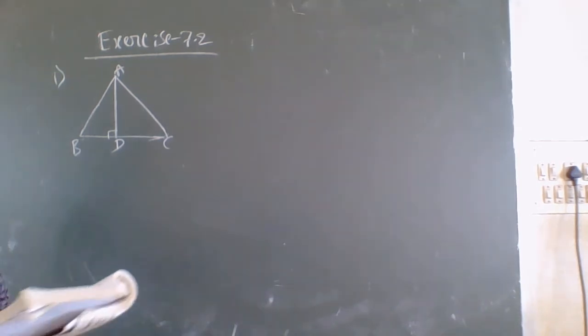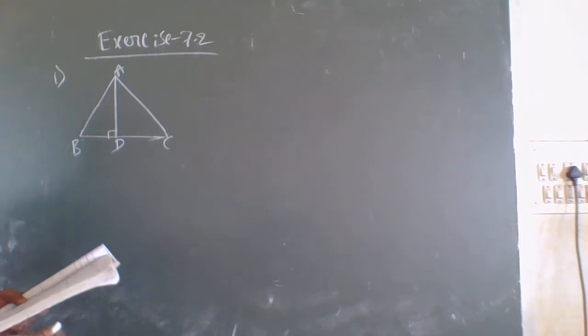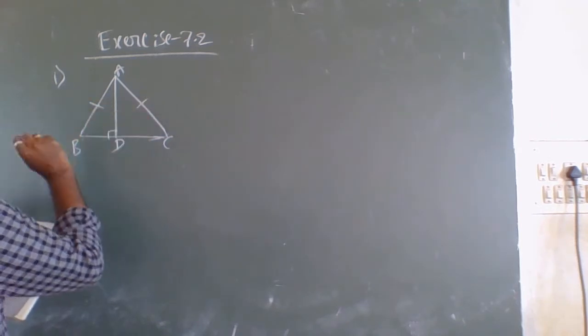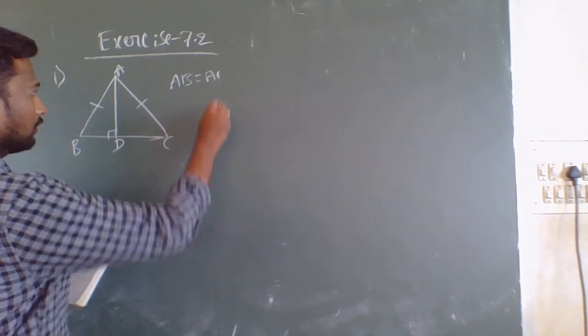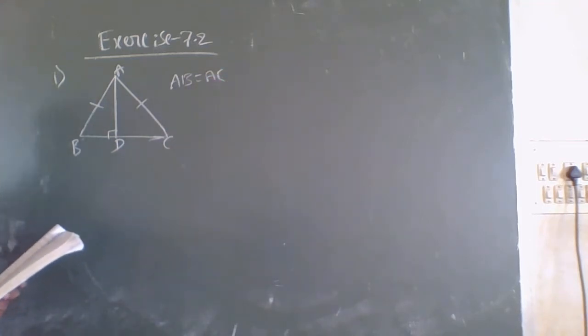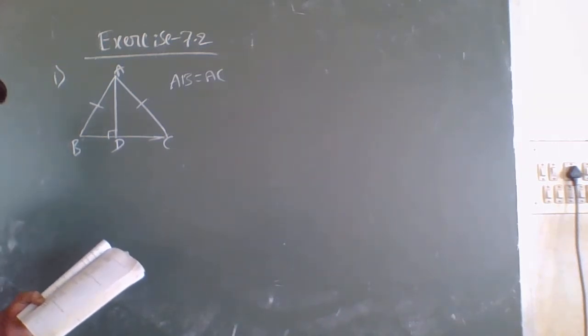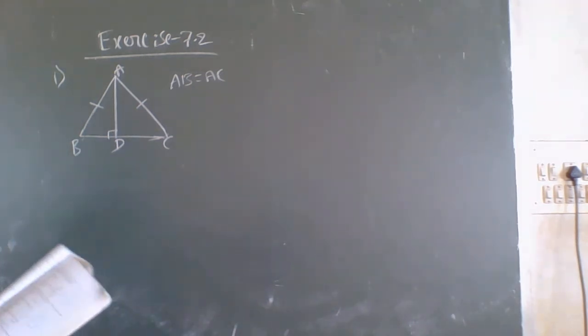In an isosceles triangle ABC, this is an isosceles triangle ABC with AB equal to AC. Given AB is equal to AC. The angle bisectors of angle B and angle C intersect each other at O. So here in the diagram.